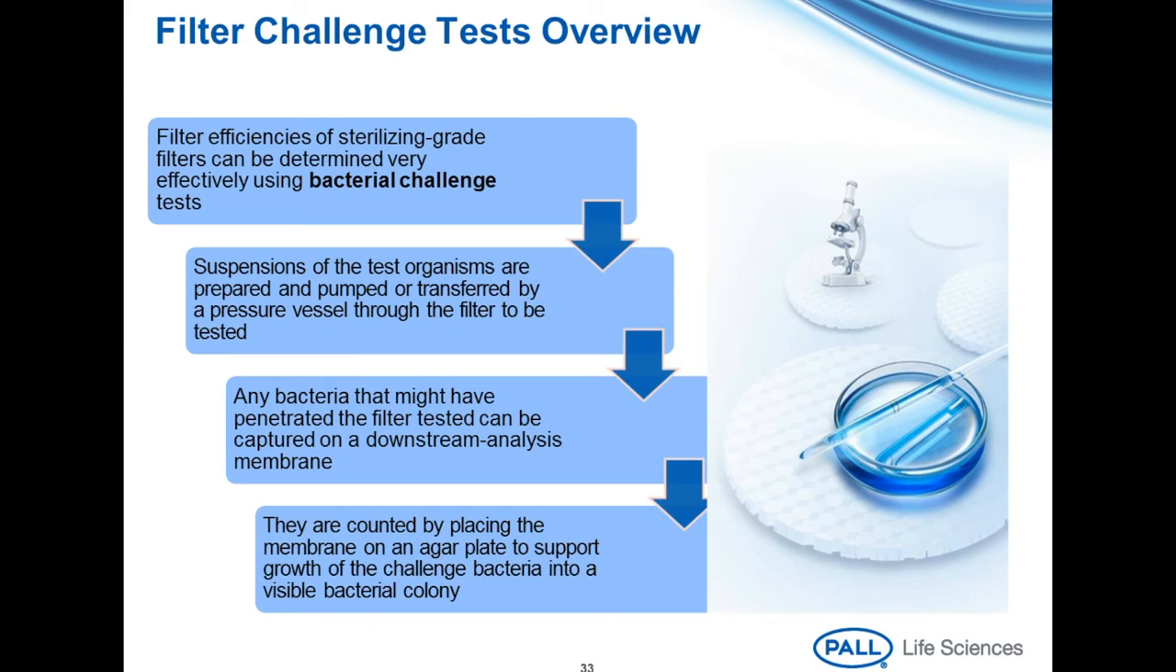The filter efficiencies are evaluated using a bacterial challenge test. Suspensions of test bacteria are pumped or pushed through a test filter, immediately followed by passage through a secondary analysis filter, which serves to capture any bacteria that managed to pass through the test filter. The analysis filter is then directly plated on culture media, and this way the entire effluent is analyzed for the presence of bacteria, and the passage of even a single bacterium, which is measured as colony-forming units, would indicate a failure of that bacterial challenge test. So for obvious and very necessary reasons, it's a very stringent test.